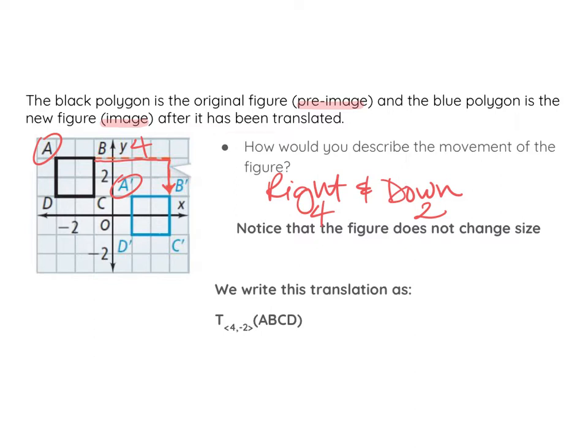If I were going to write this out, this is what we would say. We say capital T. We have these parentheses that are kind of like brackets. The 4 tells us we're going 4 to the right. The -2, the second number, tells us we're going 2 down. And we'll talk about that in a second. And then ABCD is the shape. We're translating a square, ABCD. So that's the name of the shape.